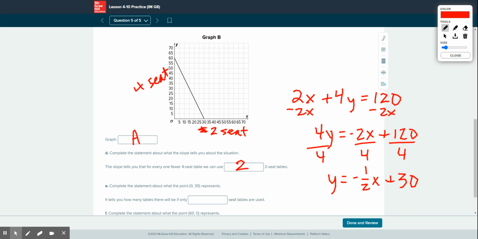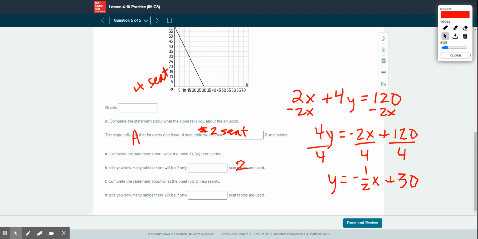Complete the statement about 0, 30. What we're after with this one is talking about the y-intercept. So our y-intercept is 30. How many tables would there be for only 2-seat tables? How many tables would there be for only 4-seat tables, talking about the X and Y intercepts?